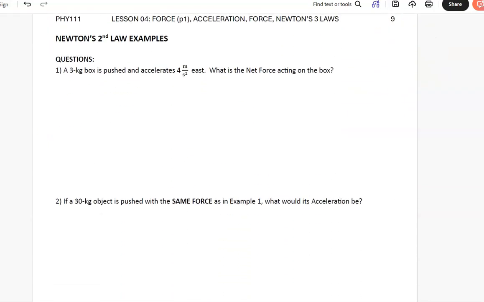Okay, so let's look at a couple sample problems for Newton's second law. And I'm going to write Newton's second law at the top so you remember it. I'm going to write it in two ways. The net force equals the mass times the acceleration, or the acceleration equals the net force divided by the mass. All right.